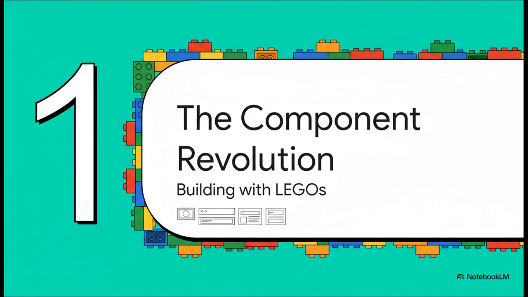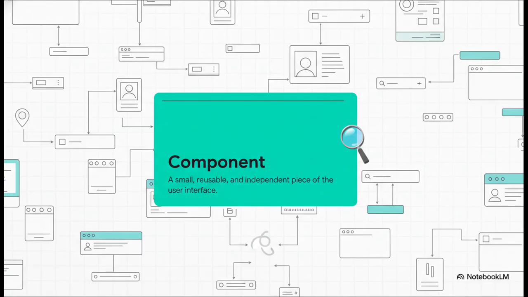It asks you to stop thinking of a website as one giant, single document, and instead to think like you're building with Legos. And in the world of React, those Lego bricks are called components. A component is just a little self-contained chunk of your user interface. It could be something as simple as a button, or a little more complex like a search bar, or even a whole user profile card. The key is, each piece manages its own business.